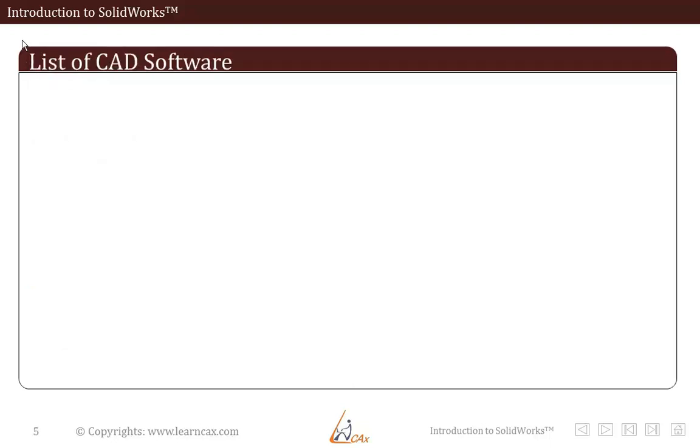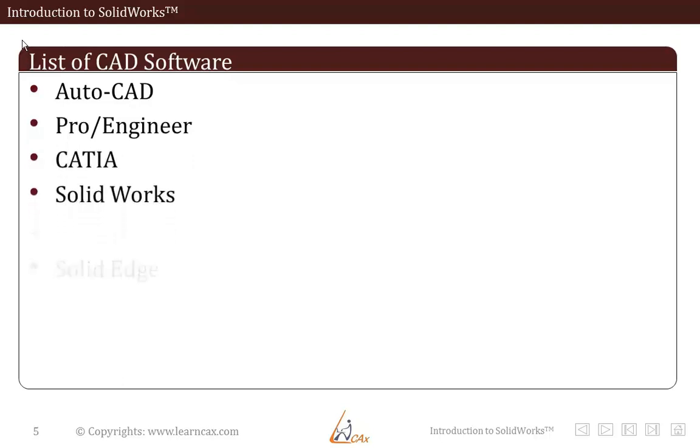Now we'll see some CAD softwares. You must be aware of AutoCAD, Pro-E, that is Pro Engineer. Then comes CATIA, SolidWorks, which we are actually learning in this course. Then Solid Edge, also from the same manufacturer of SolidWorks, and Unigraphics. We do have much more softwares available in the market worldwide, but these few softwares are actually the world leaders in CAD softwares.